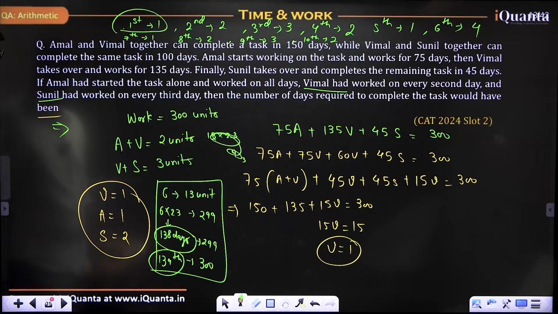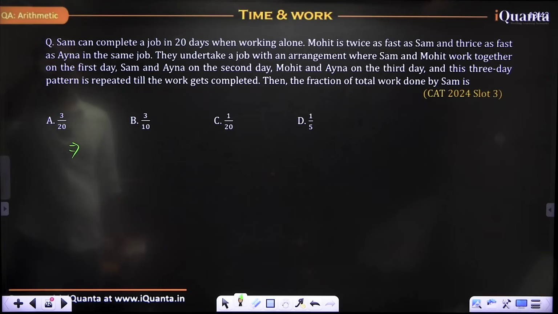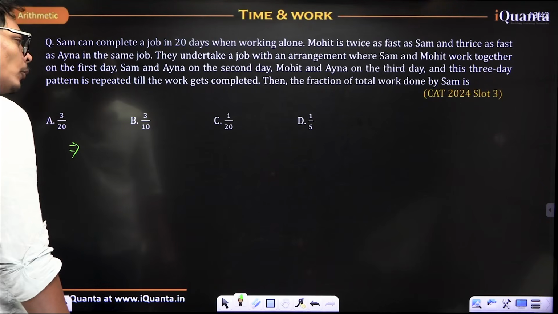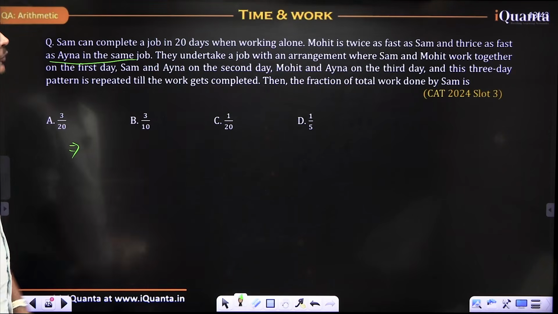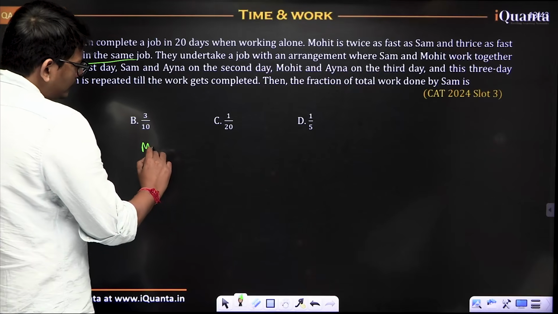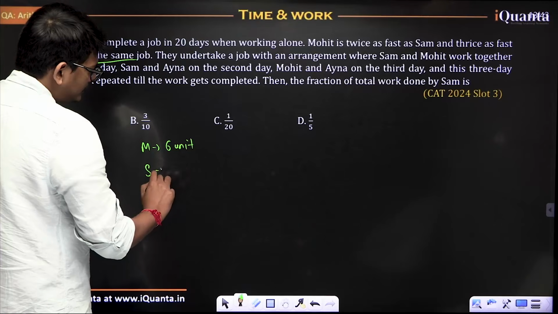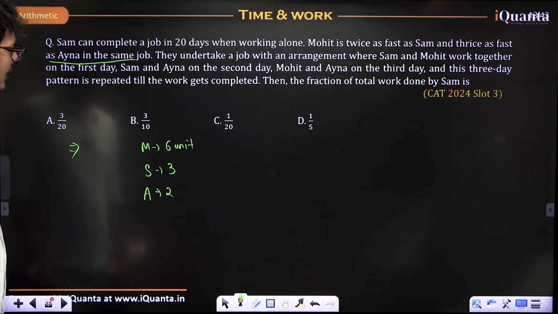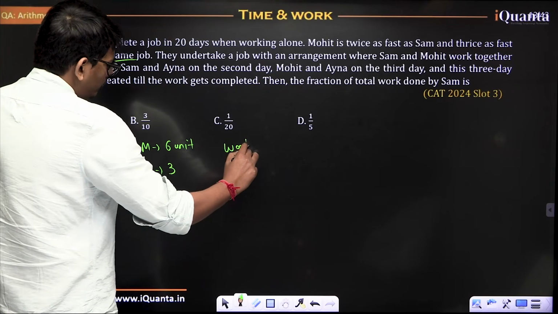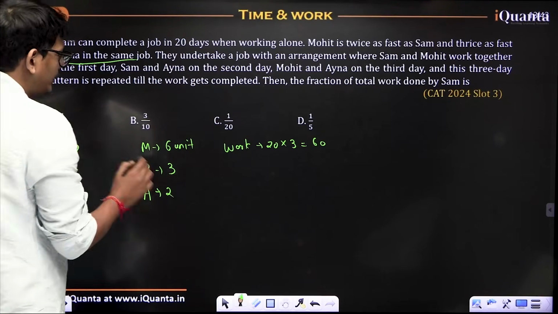It's a very good question which was asked in CAT 24. Next. Sam can complete a job in 20 days when working alone. Mohit is twice as fast as Sam and thrice as fast as Aina in the same job. So I am taking Mohit as 6 units, a multiple of 2 as well as 3, Sam as 3 units, Aina as 2 units, right? So total work we can find out. Total work will be 20 into 3, 60 units, right?